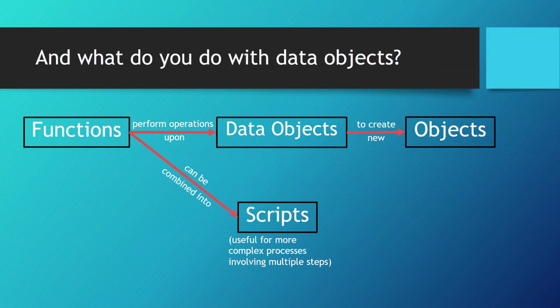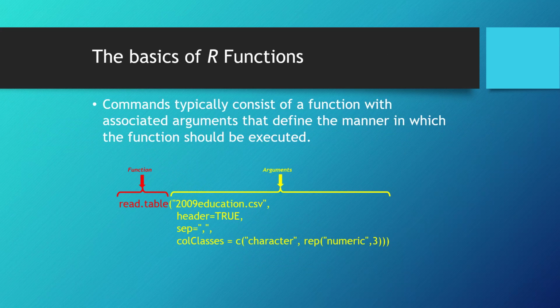So you now know something about R data objects, but what do you do with these objects? Well, you can use functions to write commands to perform operations on them, which can result in new objects. For the more complicated processing of data, you can combine a series of commands into scripts, which basically behave like computer programs. This slide is just a recap from a previous video of how R commands are structured.